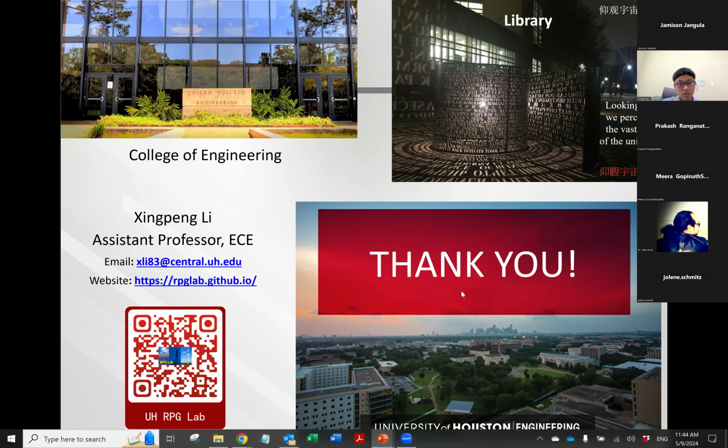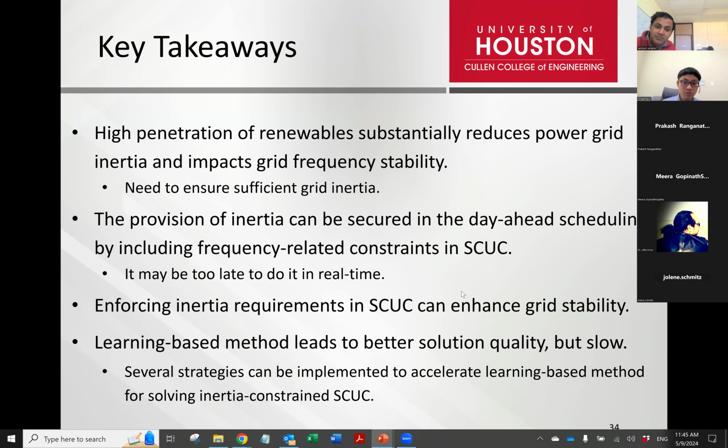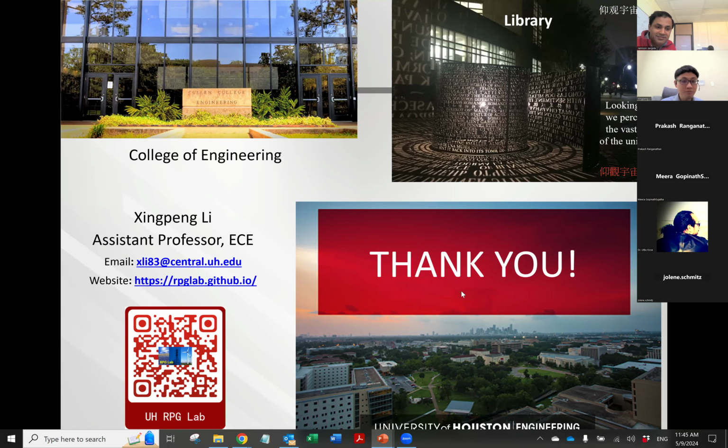Some future work, ongoing work, is to consider virtual inertia. So right now, in all our prior work, we only focus on the physical rotating inertia. But with proper control, inverter-based resources can provide virtual inertia that can also enhance frequency stability. So we need to capture the impact of virtual inertia. That's all I have. Thank you.